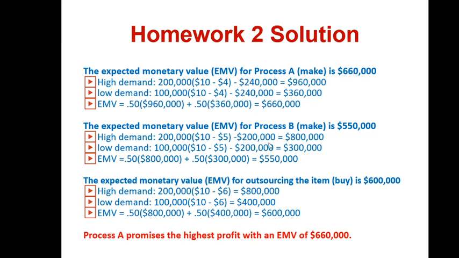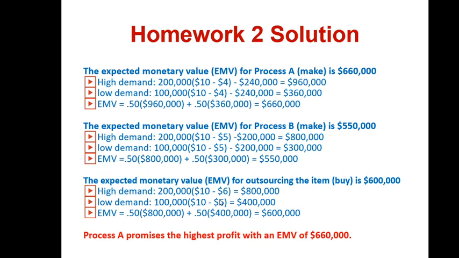We will do the same for process B, but the cost here in process B will be $5, okay, and the cost of the process itself will cost the company 200,000 only. And we will do the same. We will multiply the 50% by the net, which is 800,000, and the 50% probability of low sales or low demand by 300,000, and we will have an expected monetary value, EMV, of 550,000.